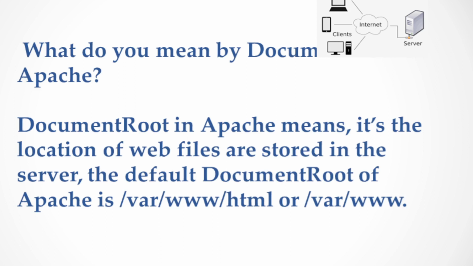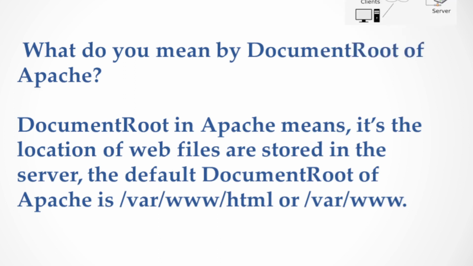What is document root in Apache? Document root in Apache is the location where the web files are stored in the server, and by default it is located in /var/www or /var/www/html.